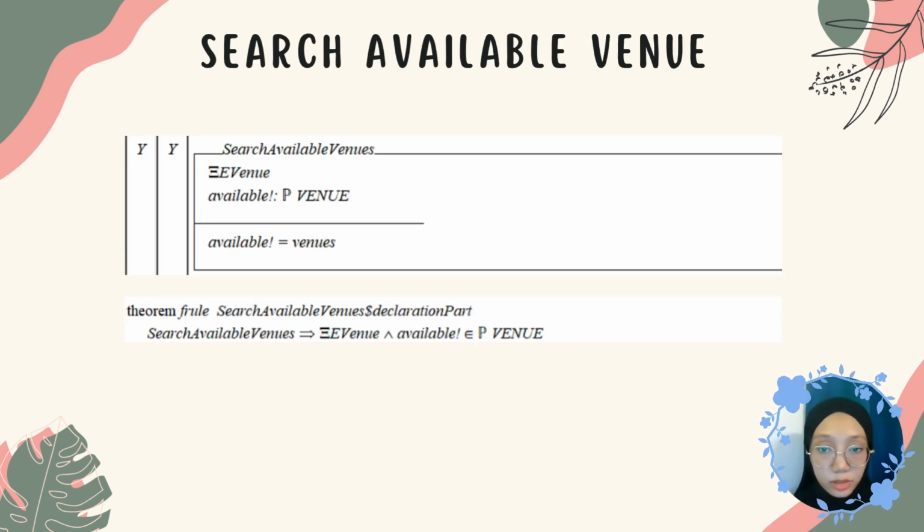Next, search available venue schema. This schema is used to view available venues. It's a read-only operation, meaning it doesn't affect any part of the system. And then the theorem in the schema confirms that the output is a valid subset of the venue set. This is proof that the venues shown to the user are accurate and officially stored in the system.